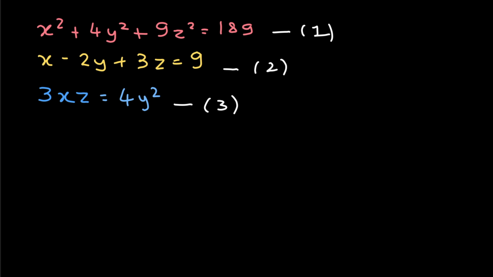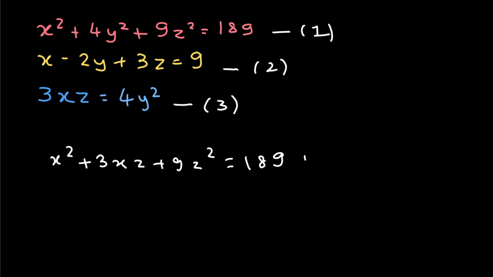Now in the third equation we can see that 3 times x times z equals 4y squared. So we can simply replace the 4y squared in the first equation with this particular value. So now we will have x squared plus 3 times xz plus 9z squared equals 189.